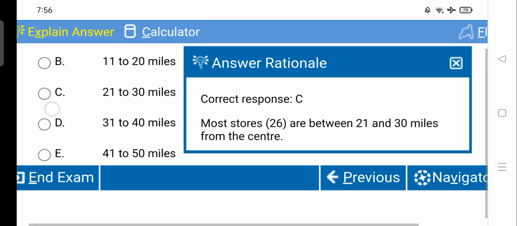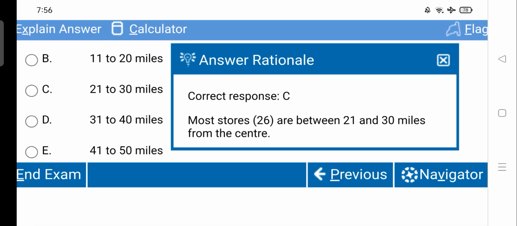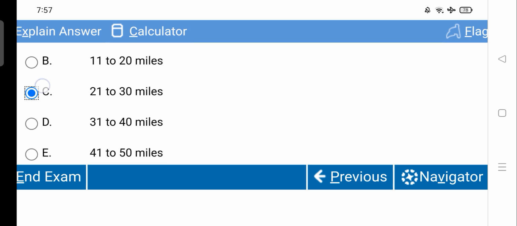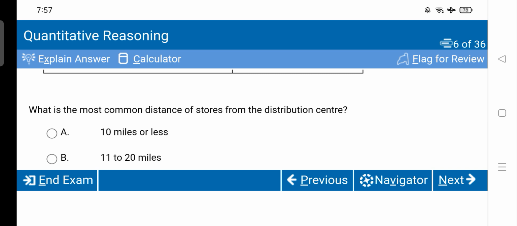The correct response we have is option C, that most stores, that are 26, are between 21 and 30 miles from the center. That's how we can say that option C is the correct option. 21 to 30 miles is the most common distance of stores from the distribution center.